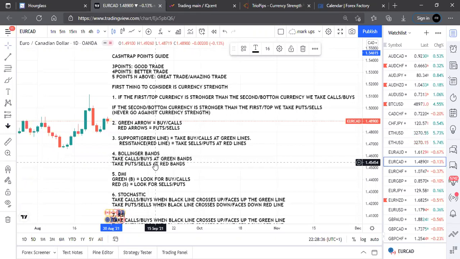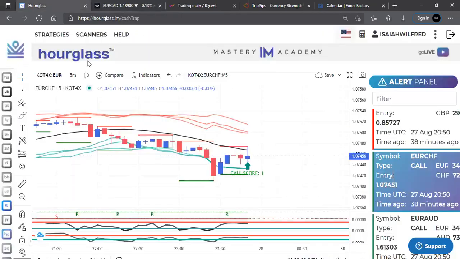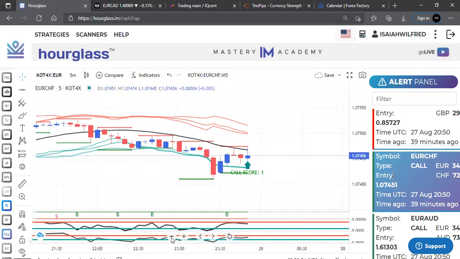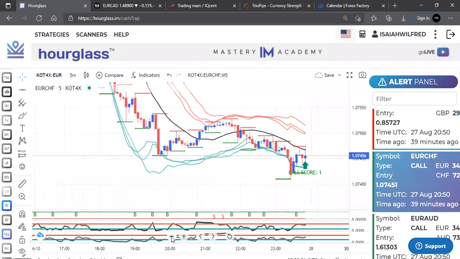Now you notice that we are just working with colors. Anything green, we are doing buy for green. Anything red, we are doing what? We are doing sell for red. So this is what it means. Let me try and make this smaller so that, very good.